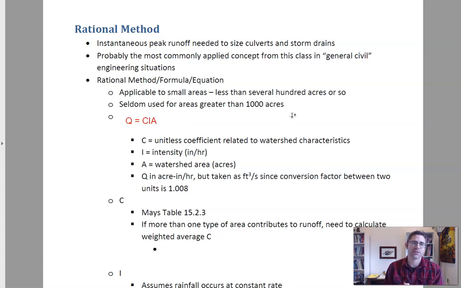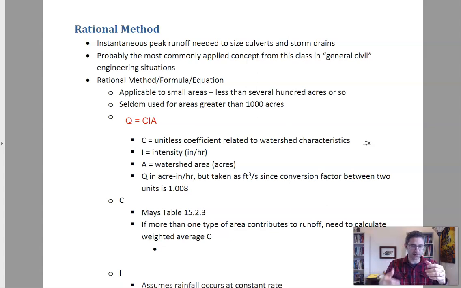Alright, so what do these parameters mean? C is a unitless coefficient related to watershed characteristics, very similar to the curve number. We'll look at it more in a second. I is the intensity in inches per hour, what's the intensity of rainfall, and A is the watershed area in acres. And so you can just think about this as saying how much flow is coming off an area. Well, it's the area times the depth of rainfall per hour, right? So I multiply those two together and I get a volume per time, which is what I want, flow rate.